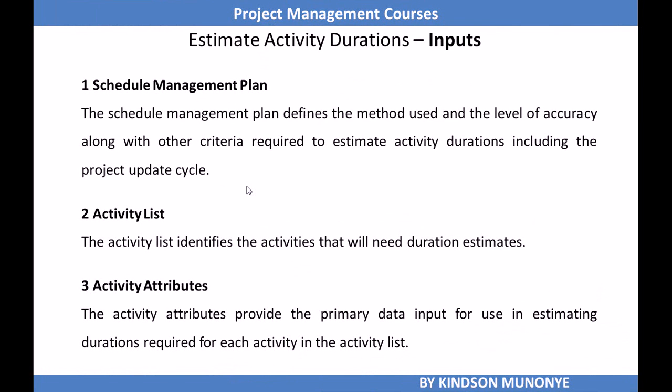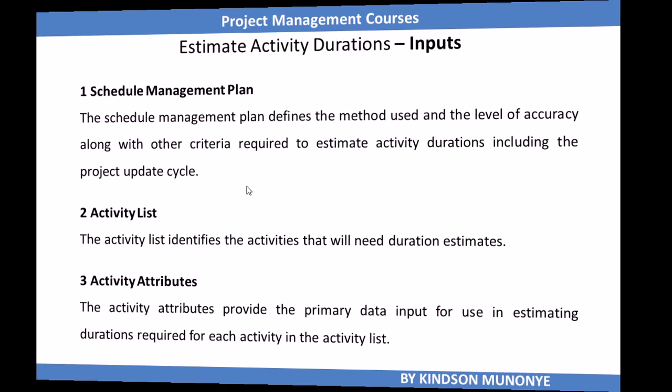We need a schedule management plan to estimate activity duration because the schedule management plan defines the methods used and the level of accuracy along with other criteria required to estimate activity durations, including the project update cycle. Another important input is the activity list. It's needed for us to estimate activity duration. This is very clear, and of course supporting activity attributes that help to explain or give more details about these activities.